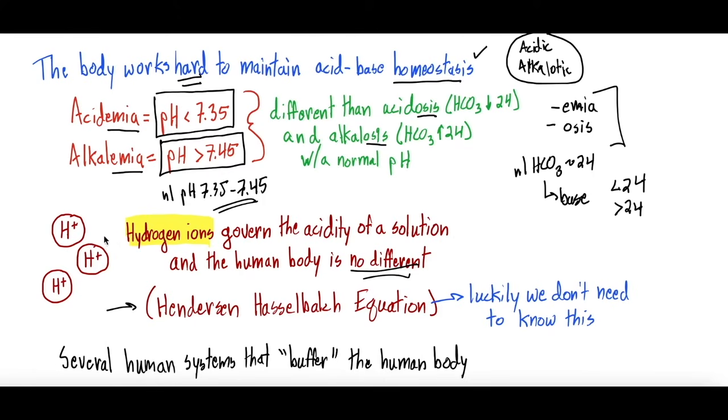Too many hydrogen ions means you're acidic. Too few hydrogen ions means you're basic, right? And alkalosis is basic. Acidosis is acidic. Same thing. Acidemia is acidic. Alkalemia is basic. All right? So this up here is too many hydrogen ions. This down here is too few hydrogen ions.